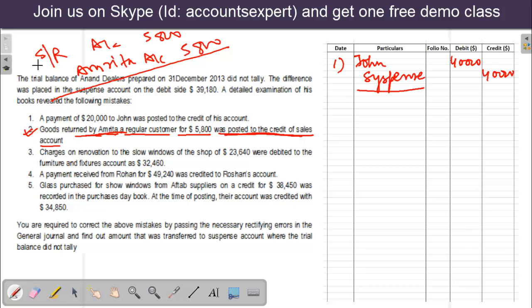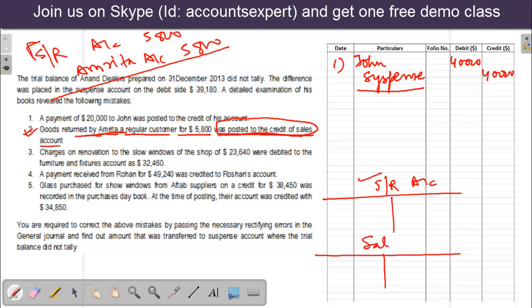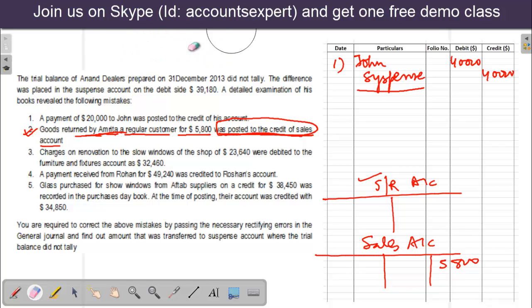According to this entry, sale return account should be debited now in the ledger. But what we did was post to the credit of sale account. Instead of posting in the sale return account, we posted in the sales account, on the credit side. Got it or not? And Amrita's account was correctly posted in the ledger. There is no mistake in Amrita's account. Getting my point?